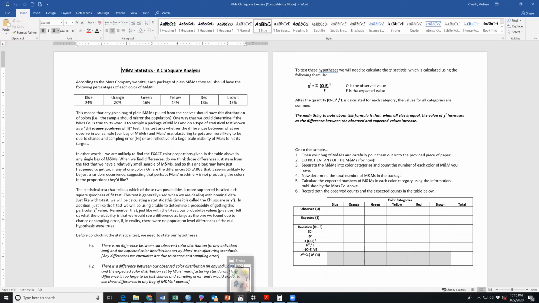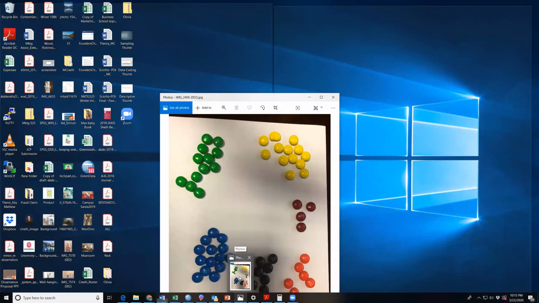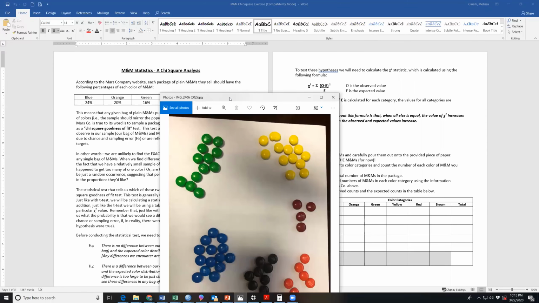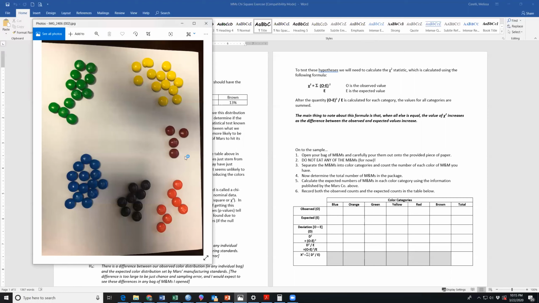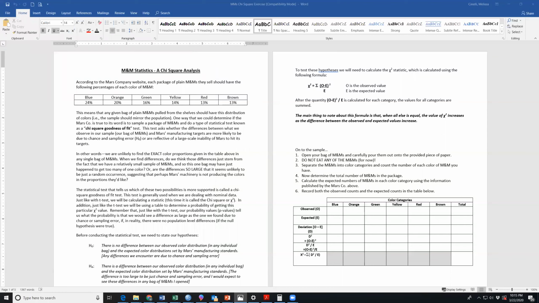If you were unable to get M&Ms, because I know times are dire right now, here is my bag of M&Ms. This is red and these over here are brown. It's a pretty dark photo, but you can use my M&Ms if you need to as we follow along in this video.